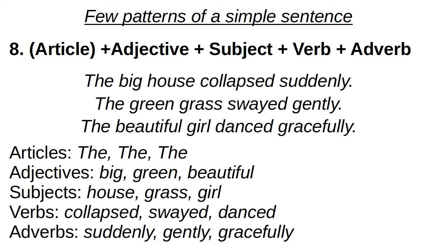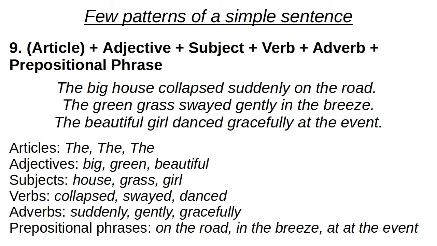Clear? There can be many formats. There can be several formats. What I am listing are the general simple sentence patterns which are very helpful for ESL students, English as a second language students. If these patterns are followed, then the learning of the English language becomes much faster and much more accurate. Now let us see this last format. Here the article can precede an adjective. Like for example, the big house collapsed suddenly on the road. The is an article, big adjective, house subject, collapsed is a verb, suddenly is an adverb, on the road is a prepositional phrase.